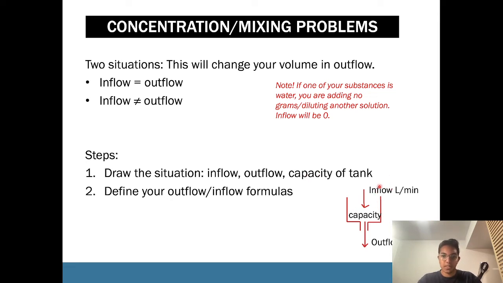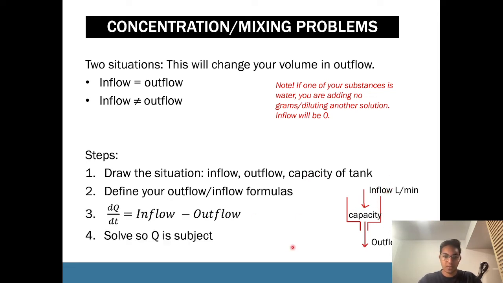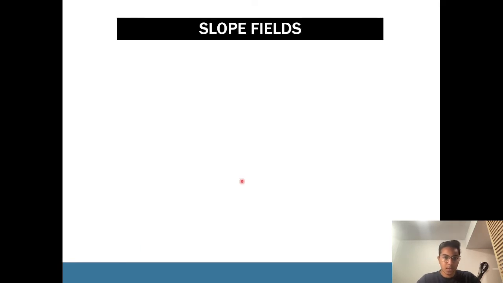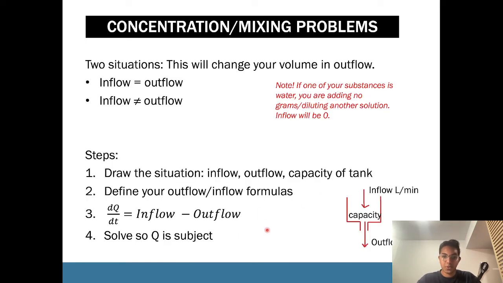I'll define my outflow and inflow formulas, and I'll write those here as well, so I'll obviously replace inflow and outflow with my formulas. And then I'd set up my differential equation, which is going to be inflow minus outflow. And then I'd take the integral of this with respect to time, so I'd get Q as my subject. Just remember with these initial conditions, don't forget plus C.